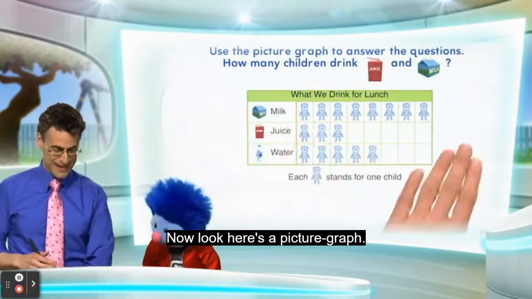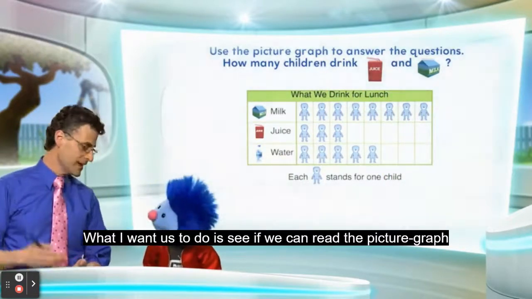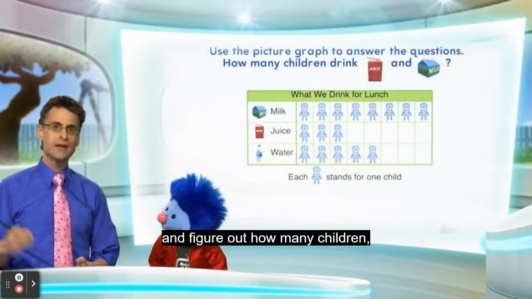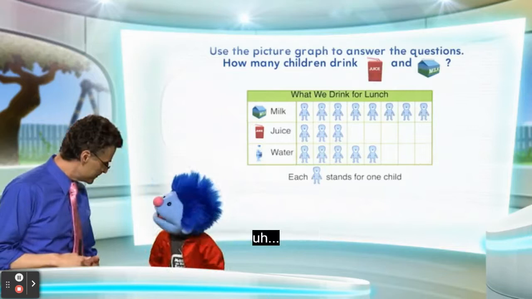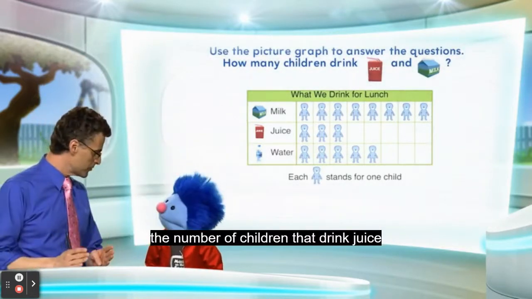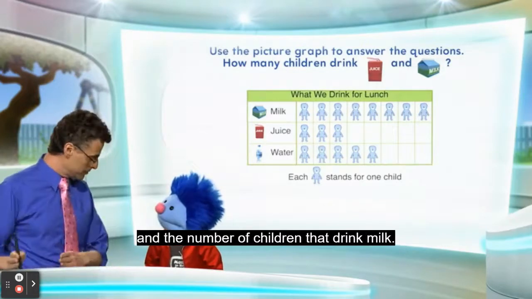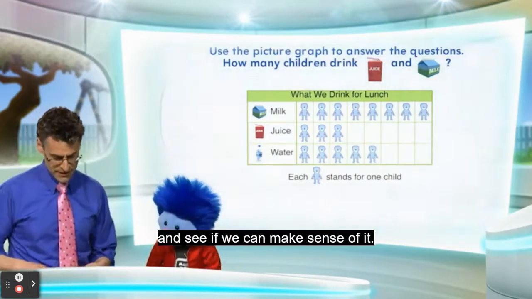And now look, here's a picture graph. What I want us to do is see if we can read the picture graph and figure out how many children, in all, drink juice and milk. Now, the "and" is the cue that we want to add up the number of children that drink juice and the number of children that drink milk. So, let's take a look at this picture graph and see if we can make sense of it.